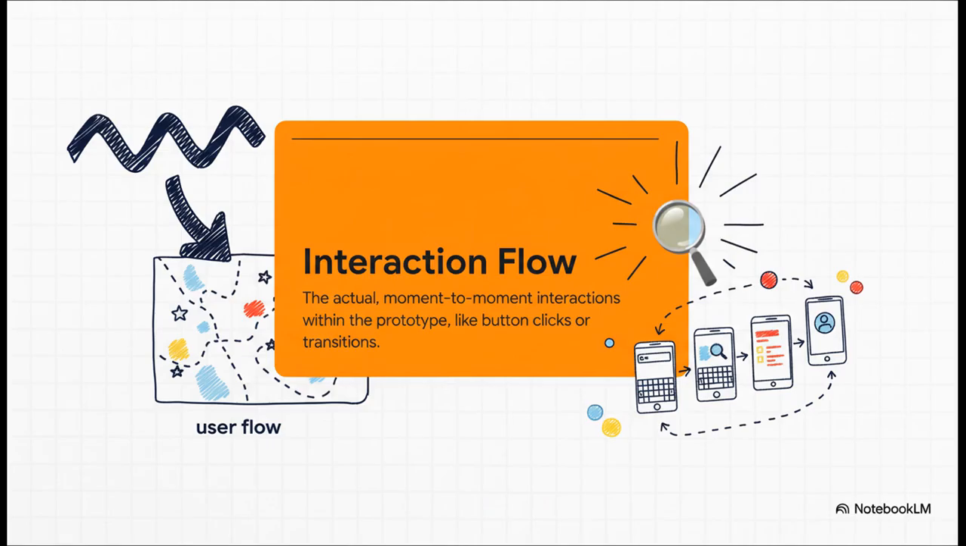Okay, now let's zoom way, way into the interaction flow. If the user flow is the map, then the interaction flow is the turn-by-turn GPS navigation. It's the moment-to-moment experience. It's not just search for artist, it's how does that search bar actually appear? What happens as you start typing? How do the results load onto the screen? It's the actual conversation between you and the interface.